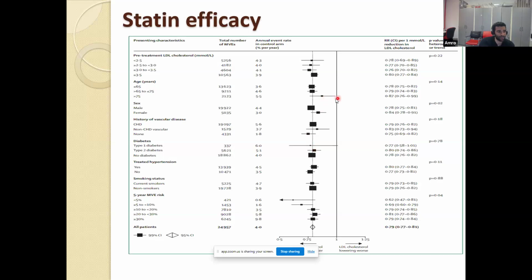Similarly, those over 75, for the simple reason patients over 75 often don't live long enough to see the benefits of statins over 5 years. But if they had high risk, we'd still probably treat them.